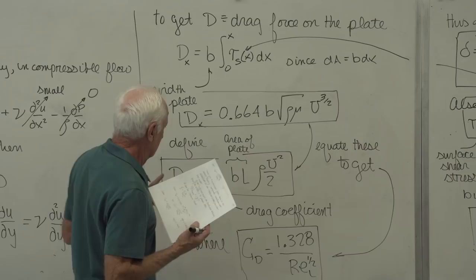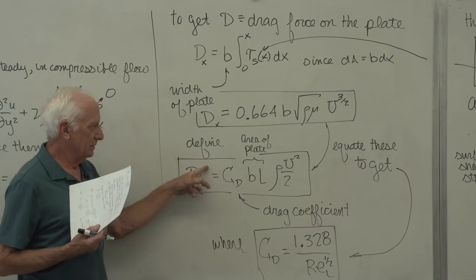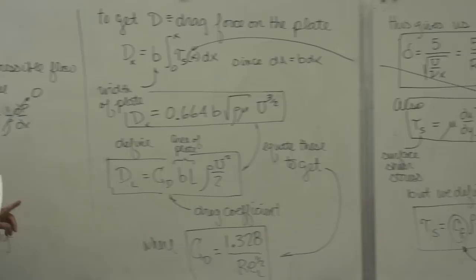Here it is. We can define something called the drag coefficient, capital C sub D, here it is, and express it if you want in a simple formula like this. Here's the simple formula for the wall shear stress. Here's a simple formula for the drag force on a plate of length L.